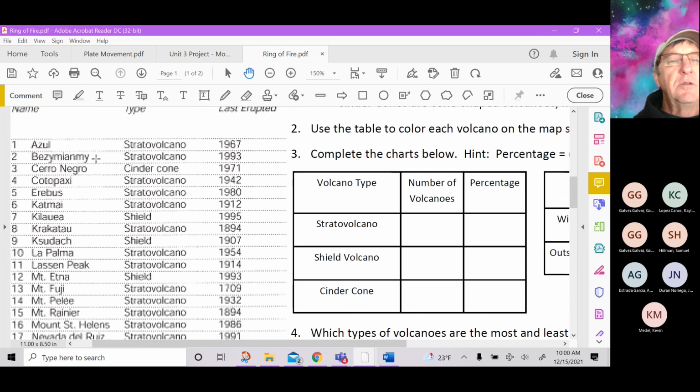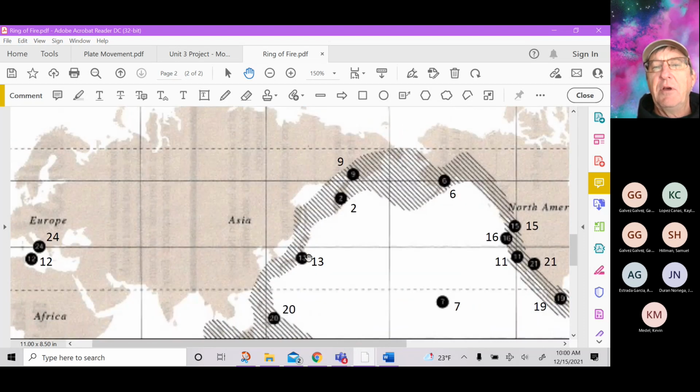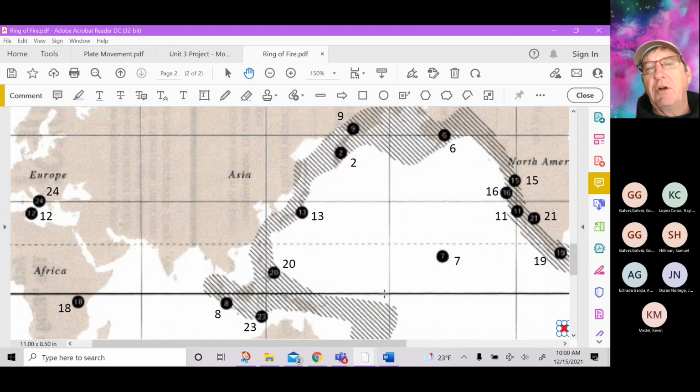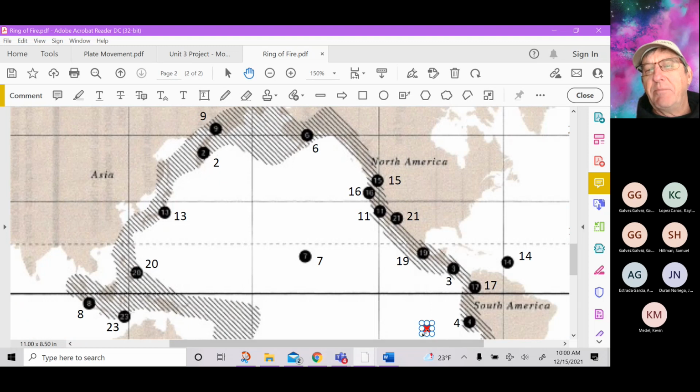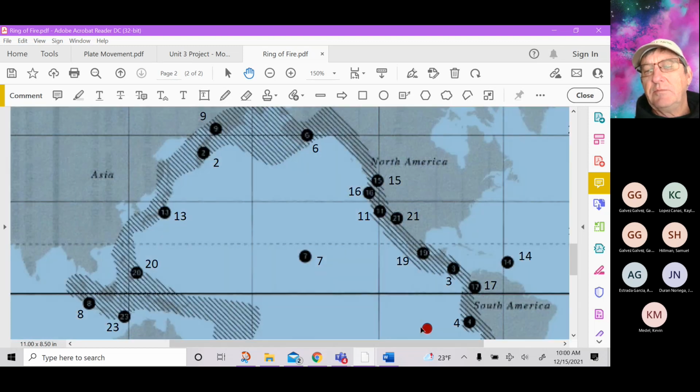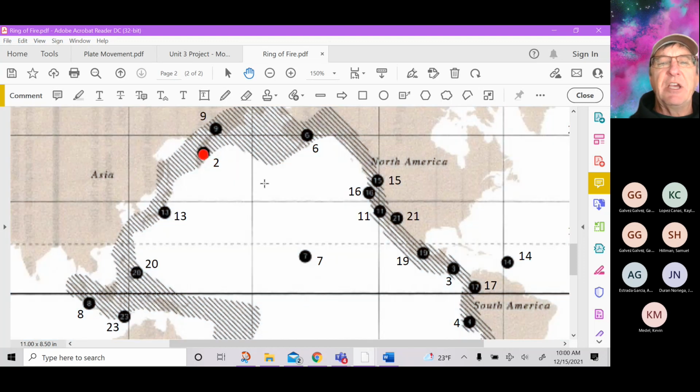Number 2, Bezymianny, I've not heard of that one. 1993, also a stratovolcano. Go back to my map. Oh, there it is up there. It's part of Russia, part of Siberia on the Kamchatka Peninsula. So number 2, also a stratovolcano. I can just drag that red circle that I copy pasted over there.